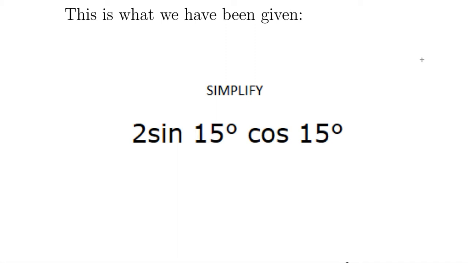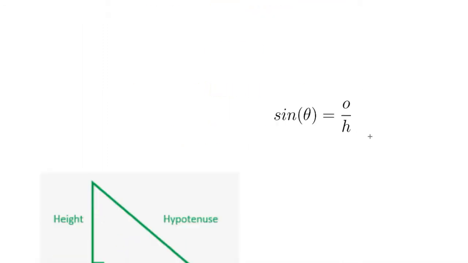Okay, so the problem we're going to tackle today is to simplify 2 sine 15 cos 15, 15 in degrees. This is a conversation about the double angle formula, and we're going to apply it to this problem once we've had that conversation.